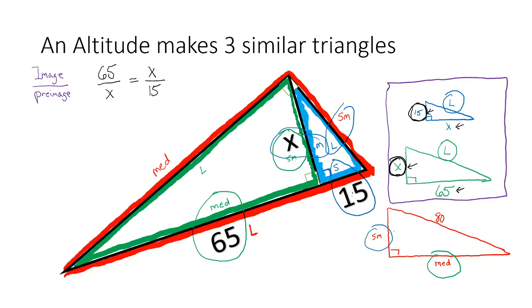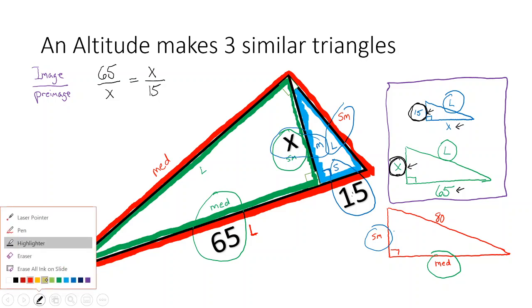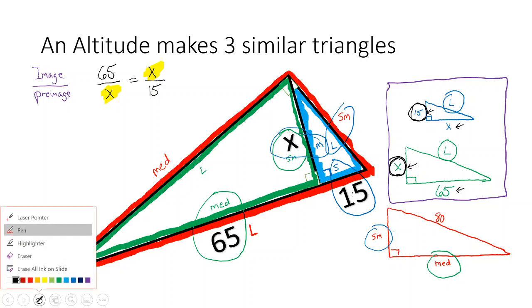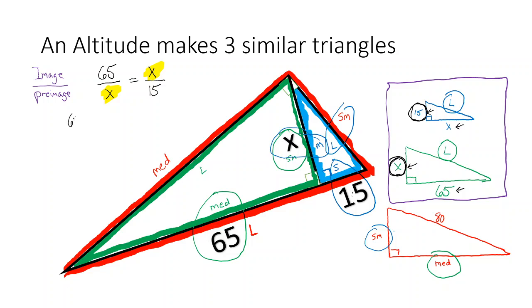Now you can see that this creates a geometric mean. Let me highlight the geometric mean to you, because there's an x in one denominator and x in the numerator that creates a geometric mean. Now let's cross multiply. We'll have 65 times 15 equals x times x, which is x squared. So again, 65 times 15 equals 975 equals x squared.